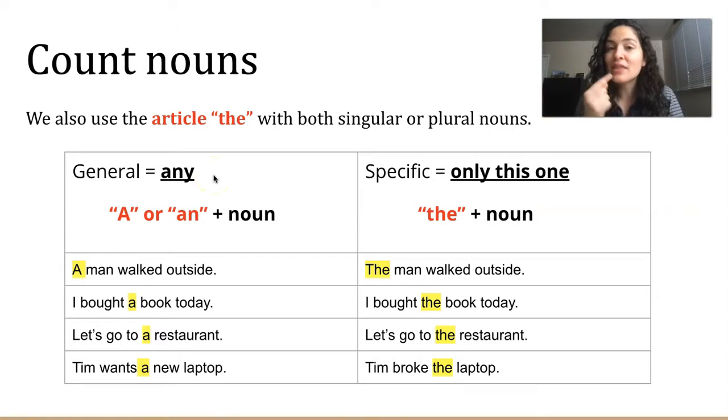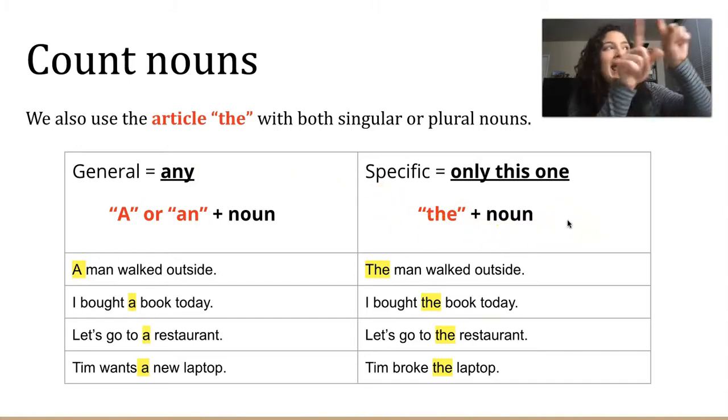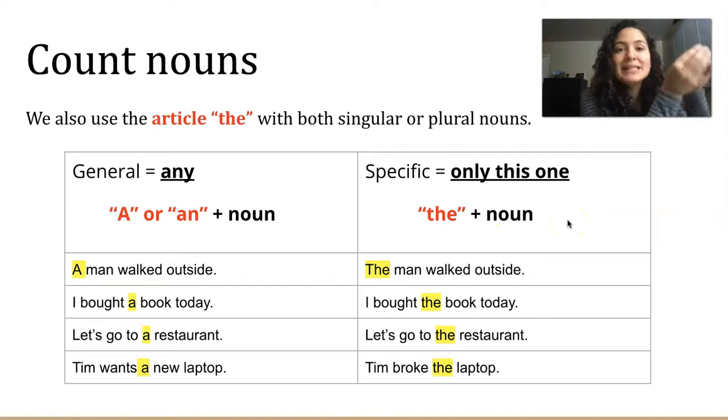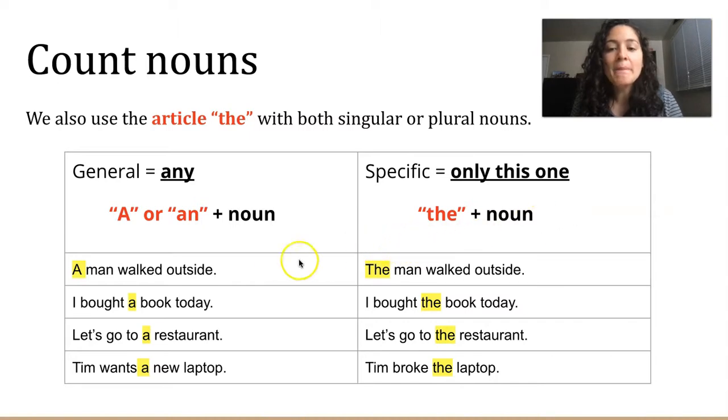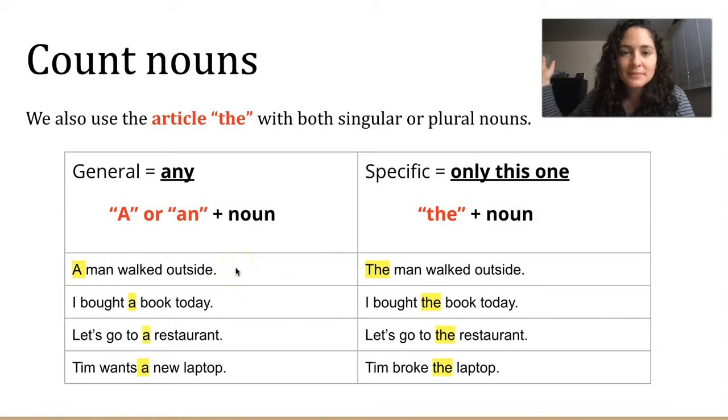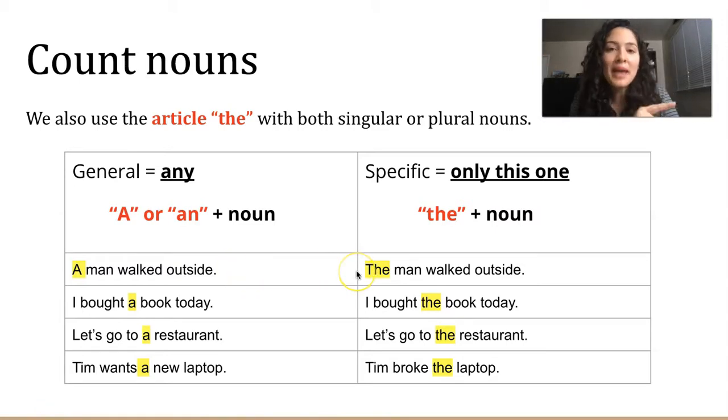But if I say the before the noun, this is because it's not any noun. No, it's one specific noun. Look at the different examples. A man walked outside. A man, any man. The man walked outside. The means specifically one person.